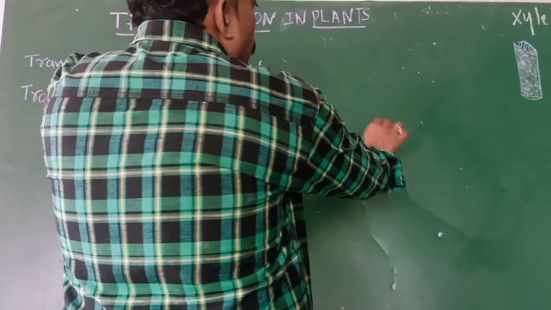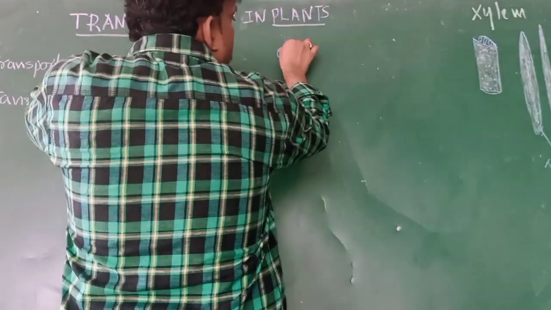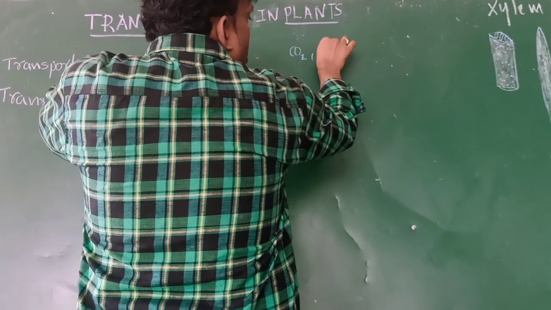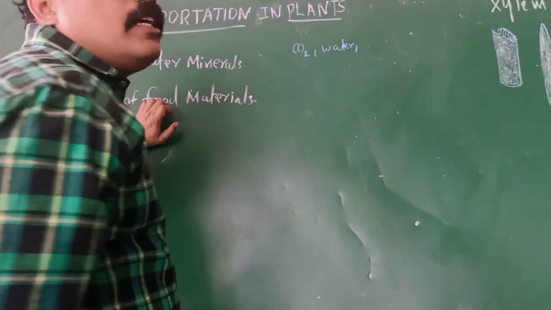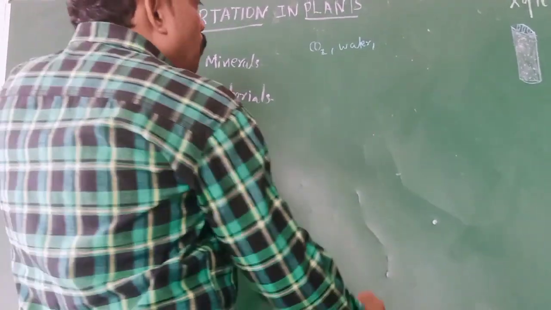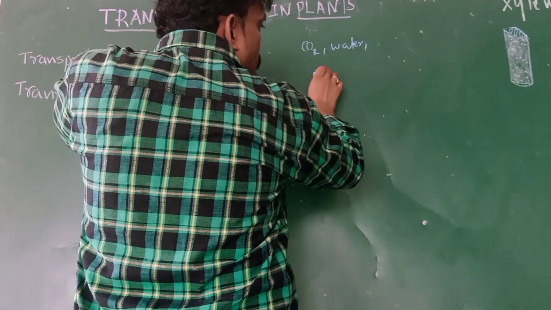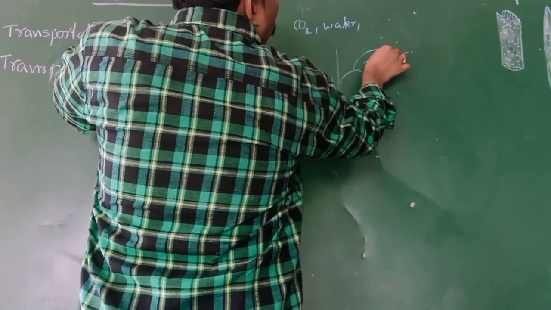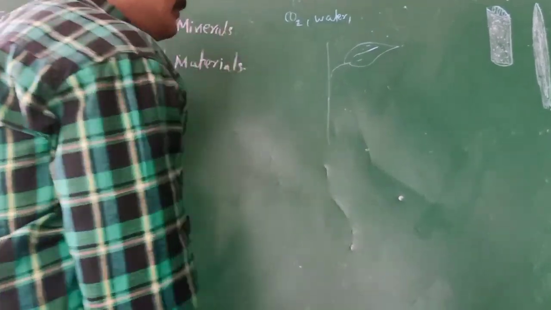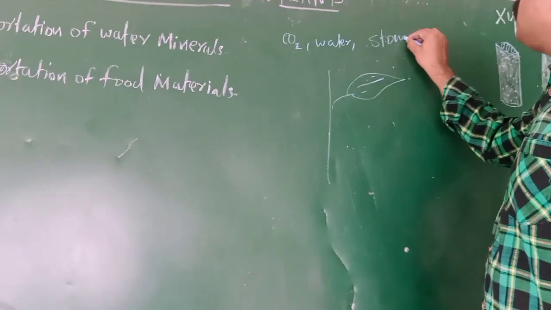In the process of photosynthesis, what do they require? Carbon dioxide, water molecules, sunlight and chlorophyll. Sunlight and chlorophyll are already inside. And carbon dioxide enters the plants through what? Stomata. What is the meaning of stomata? Stomata is nothing but the nose of the plant.